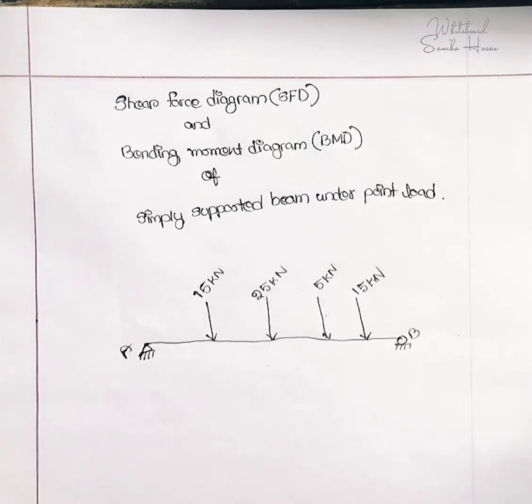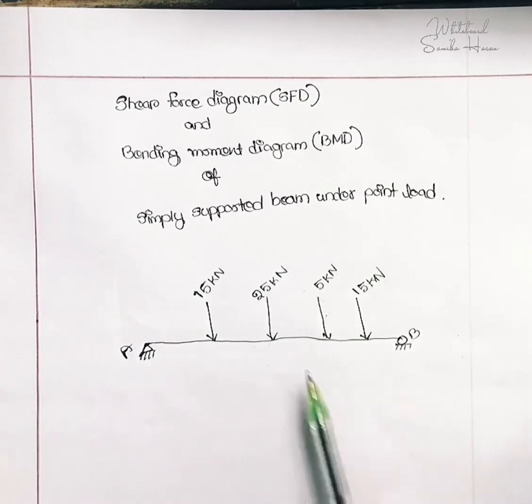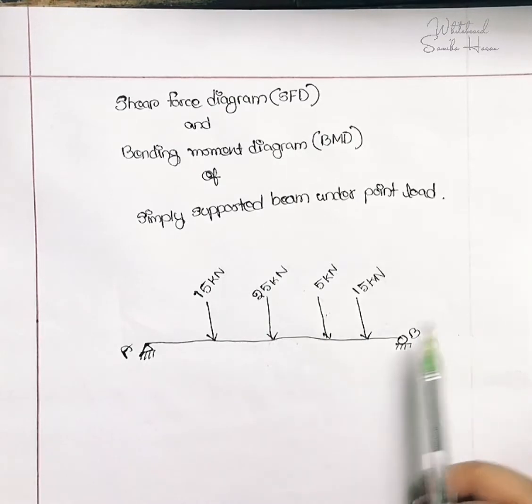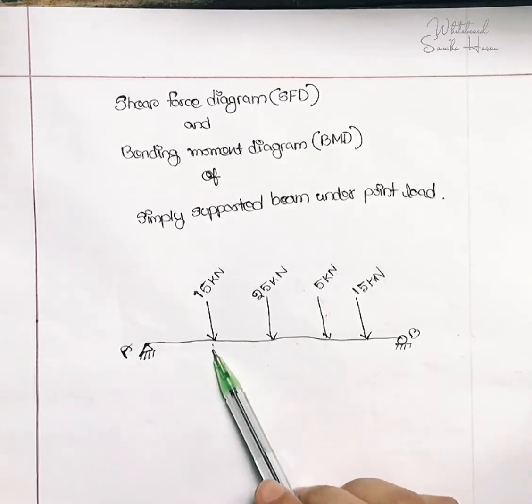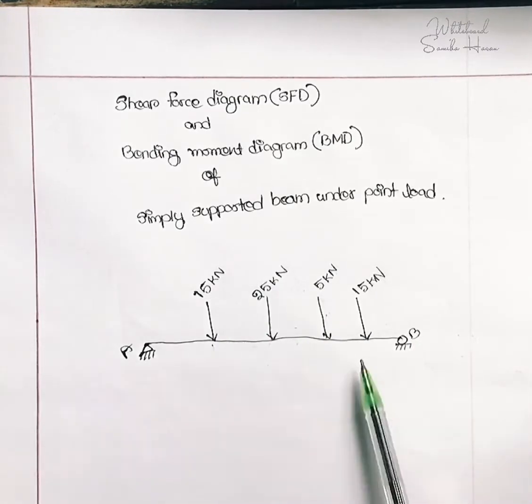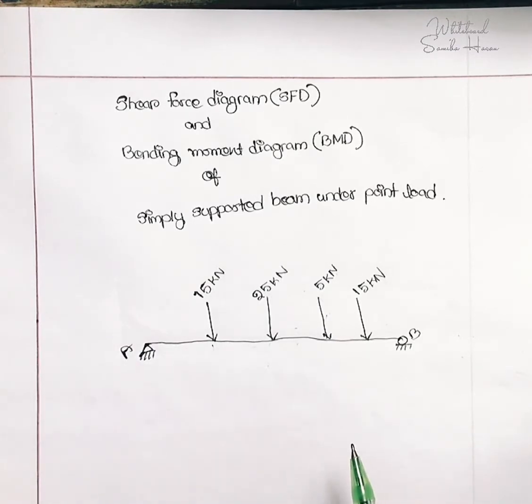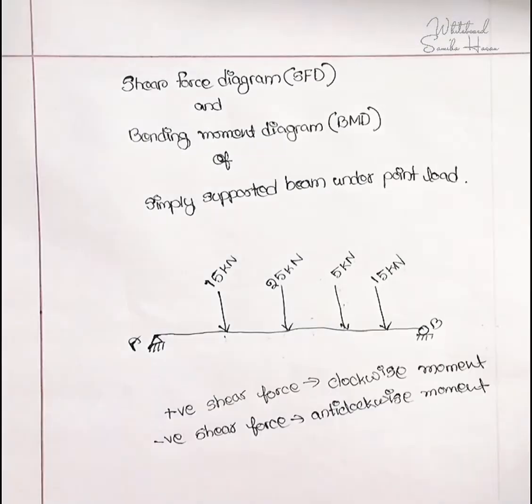Here I have taken a simply supported beam AB and various vertical forces are acting on this beam. These forces are known as the shear force, and the moment that will be created due to this force is known as the bending moment. We consider the shear force positive if it produces clockwise moment, and negative if it produces anti-clockwise moment.